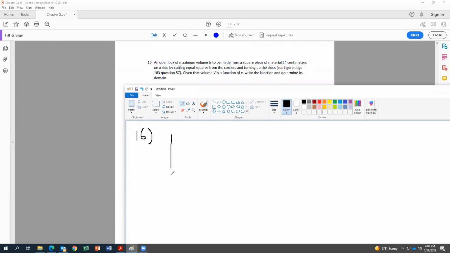What is going on here is, I'll show you what question 16 looks like. Question 16 gives us a square piece of cardboard, and it measures 24 by 24. And you cut a square on the corner. So you cut all x squares out. So this is a corner square.